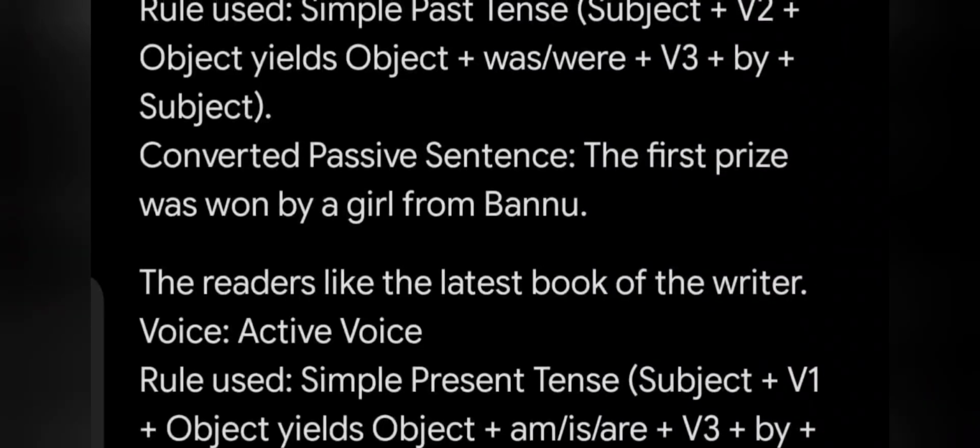The readers liked the latest book of the writer. Voice: active voice. Rule used: simple present tense. Subject plus V1 plus object yields object plus am/is/are plus V3 plus by plus subject. Converted passive sentence: The latest book of the writer is liked by the readers.